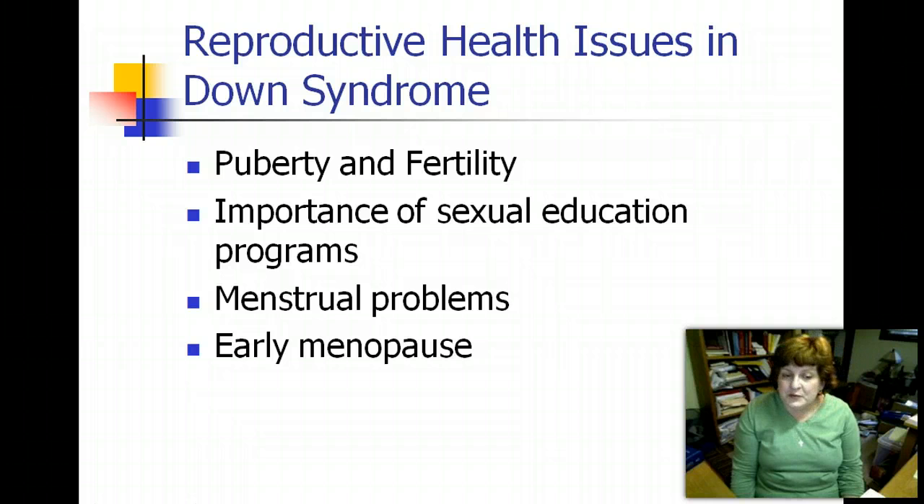They're frequently put on oral birth controls because they do have an increased rate of premenstrual problems. So a lot of times oral birth control pills will be used to decrease some of the adverse symptoms of that.